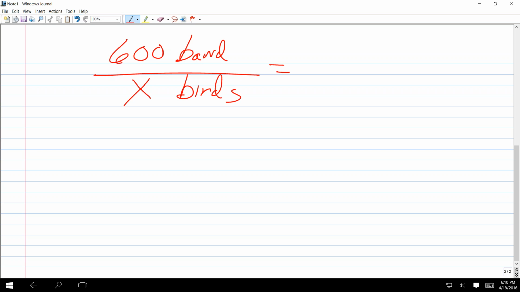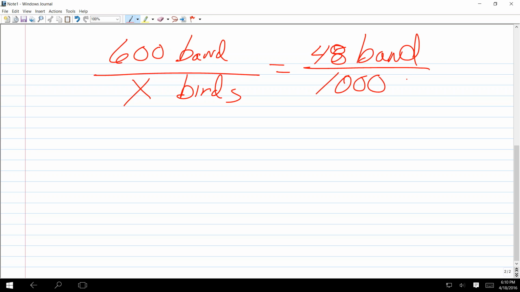And at a later time, they found how many? 48 banded, out of 1,000 birds. So would you just cross multiply? Yeah. In other words, we have a proportion here with only one variable. So we can figure out what x is, and that would be the total bird population, given that they only banded 600.